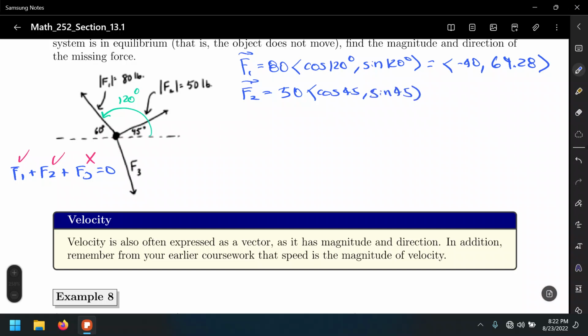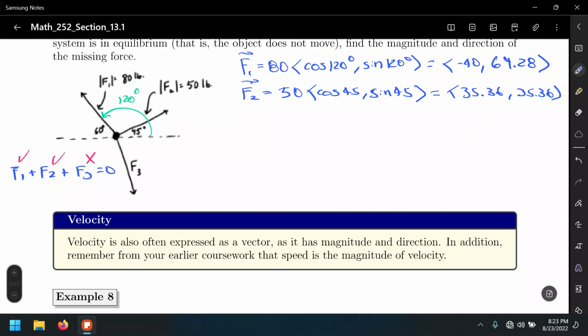And while cosine and sine of 45 are both the same, root 2 over 2. So that's 25 root 2, which simplifies to 35.36. Where did I get that from? Well, this is root 2 over 2. 50 over 2, that's 25. 25 times root 2 is going to give us 35.36. You can verify that in your calculator.